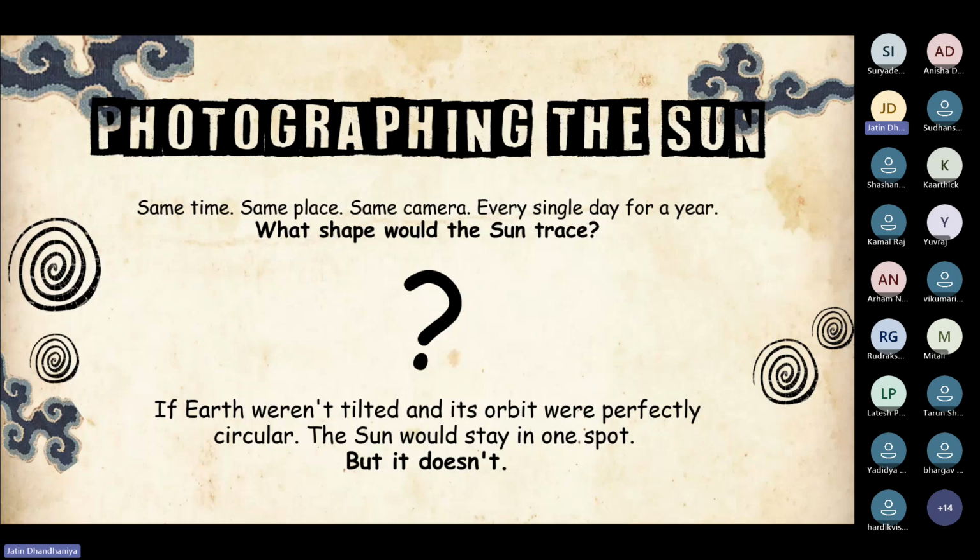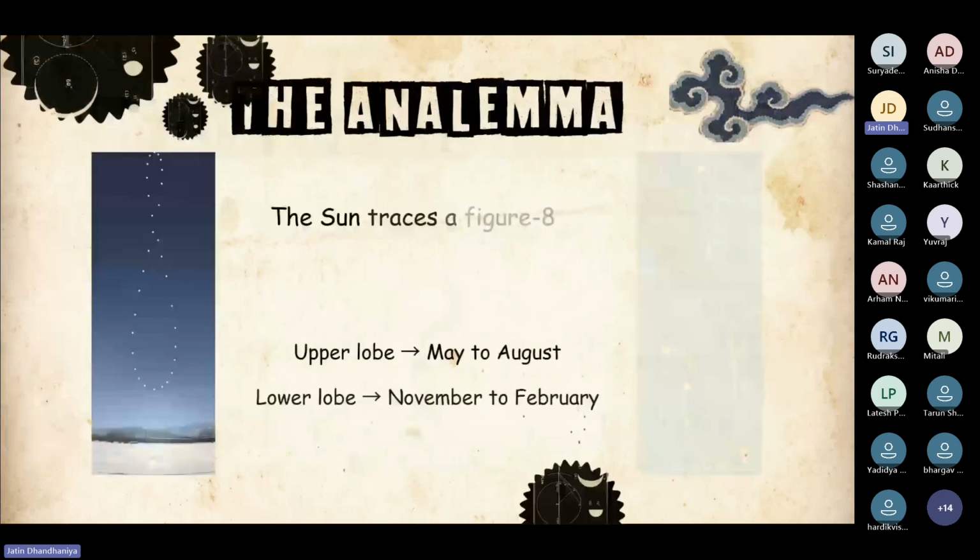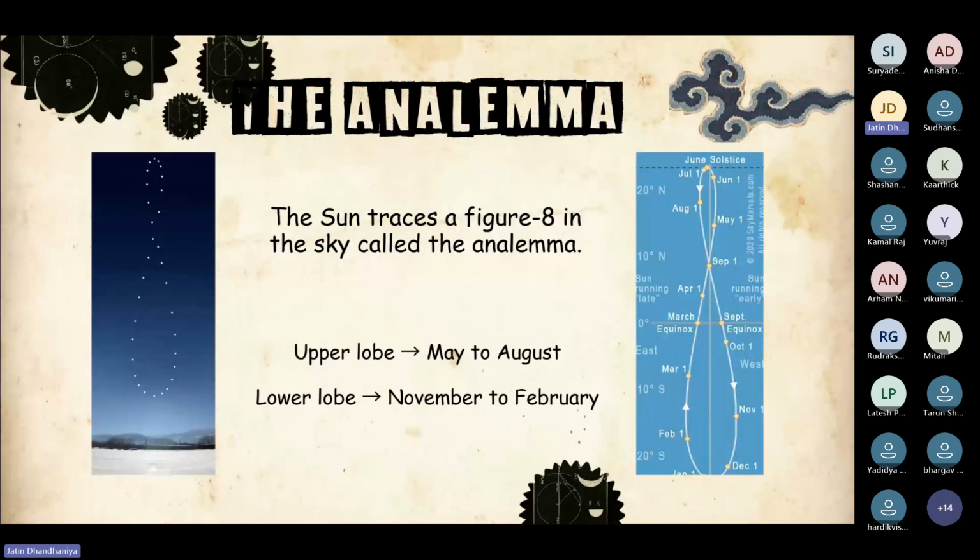But it does not. The tilt of the Earth and the orbit were the only two reasons that I explained earlier, and these make a path difference. Something like this: the figure 8, and it's called an analemma. The upper lobe is from May to August, and the lower lobe is from November to February. Just look at this. I'll explain it later.